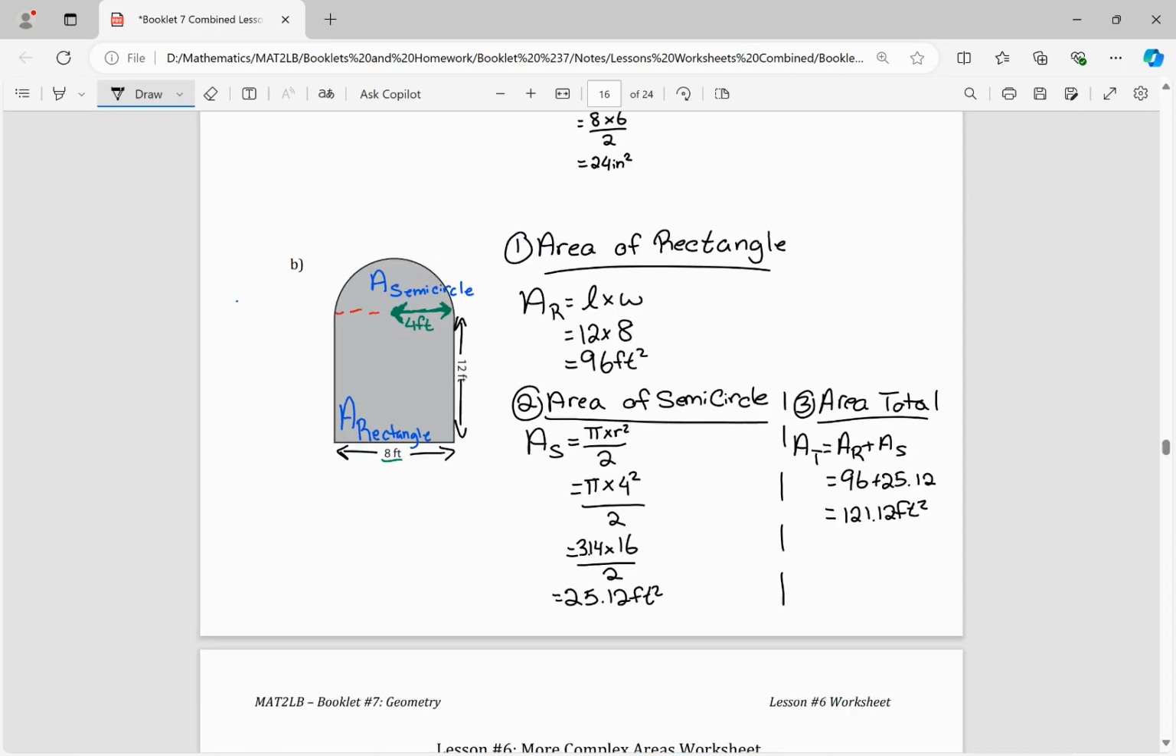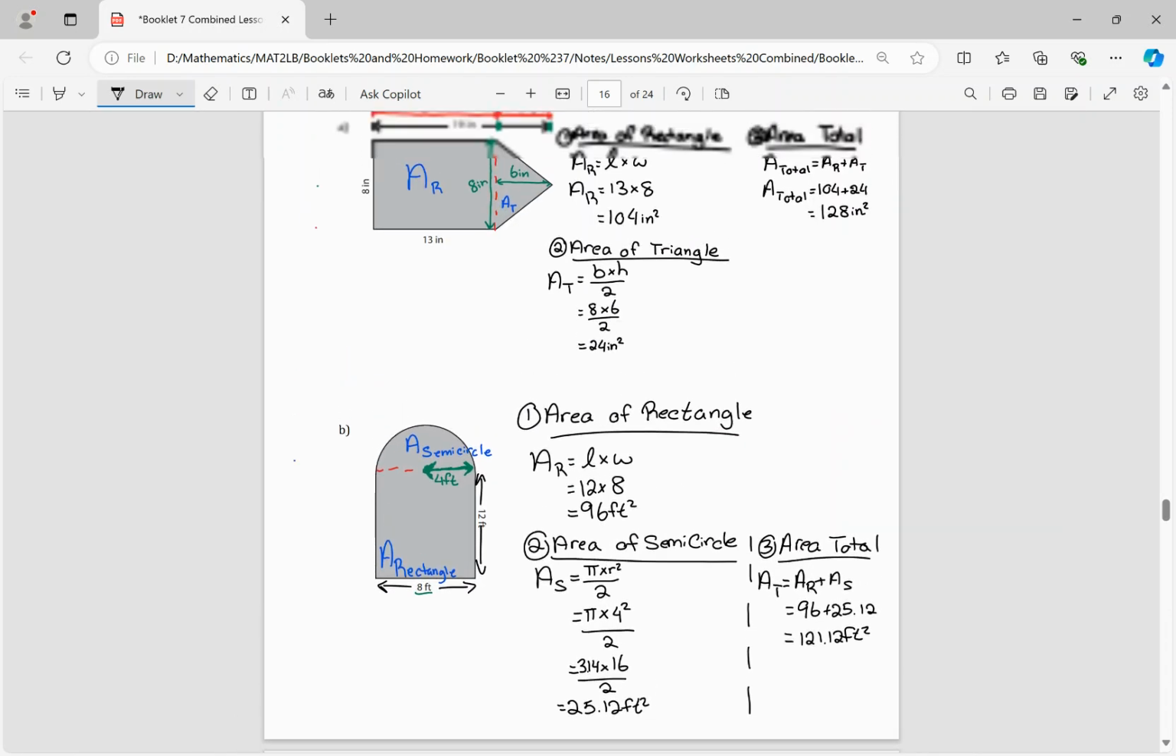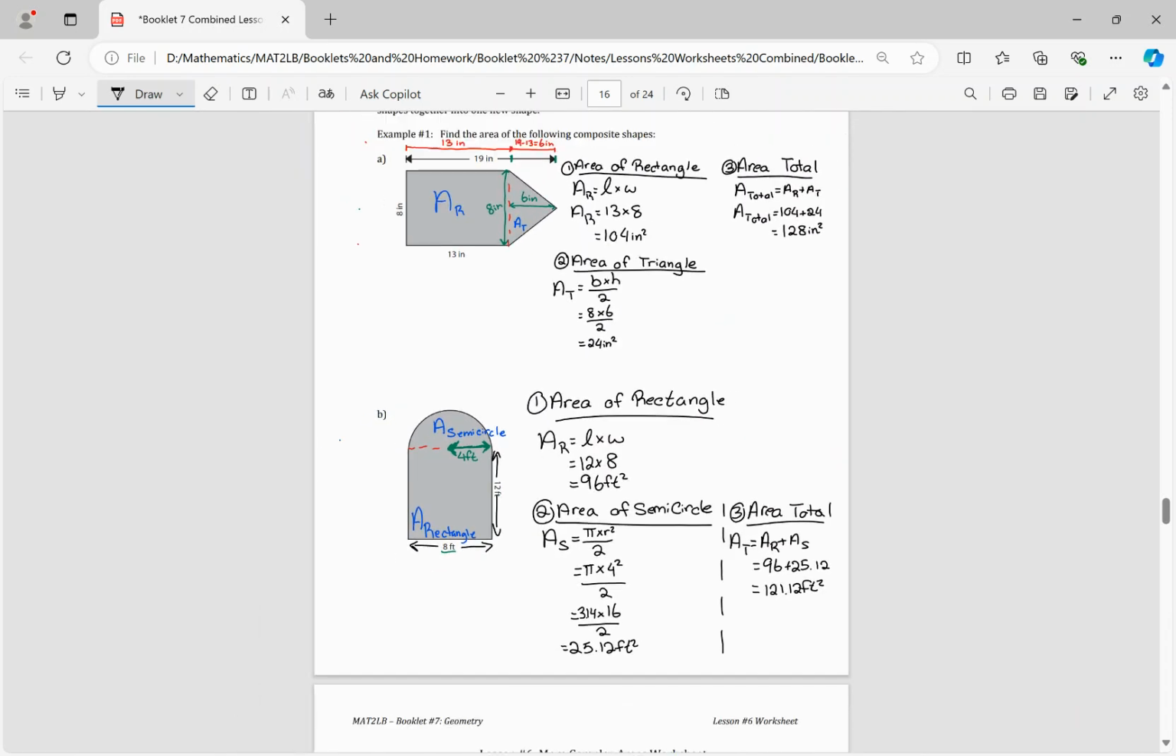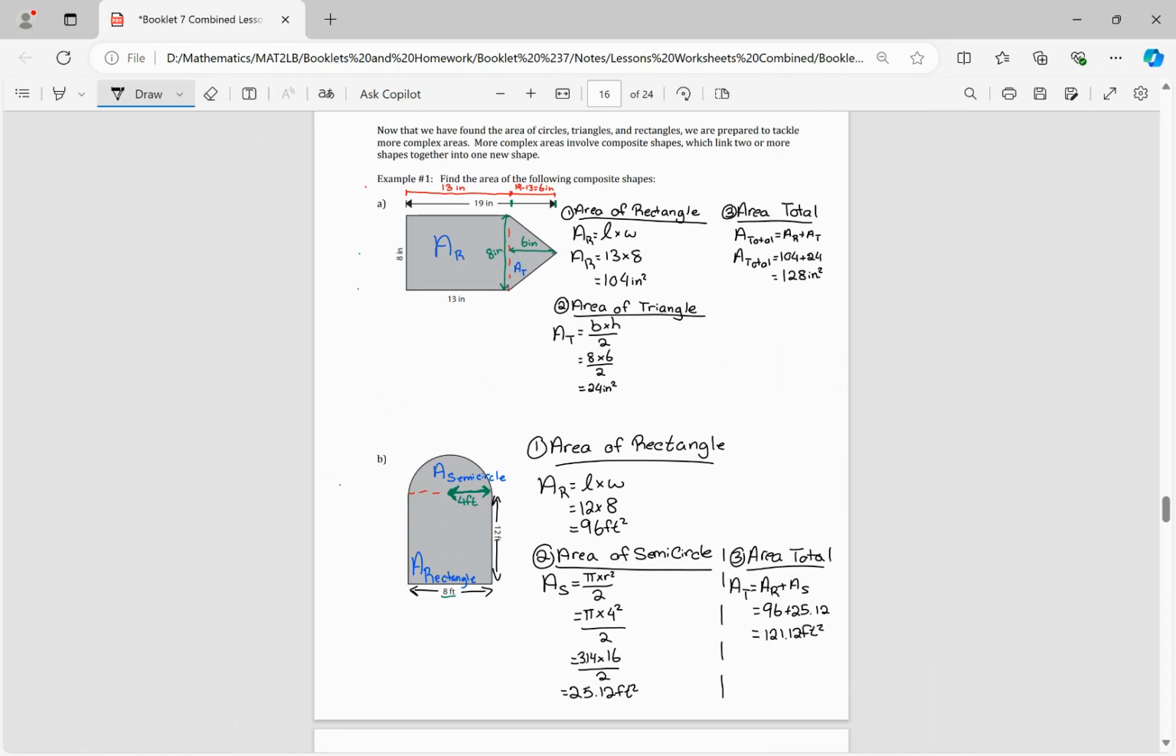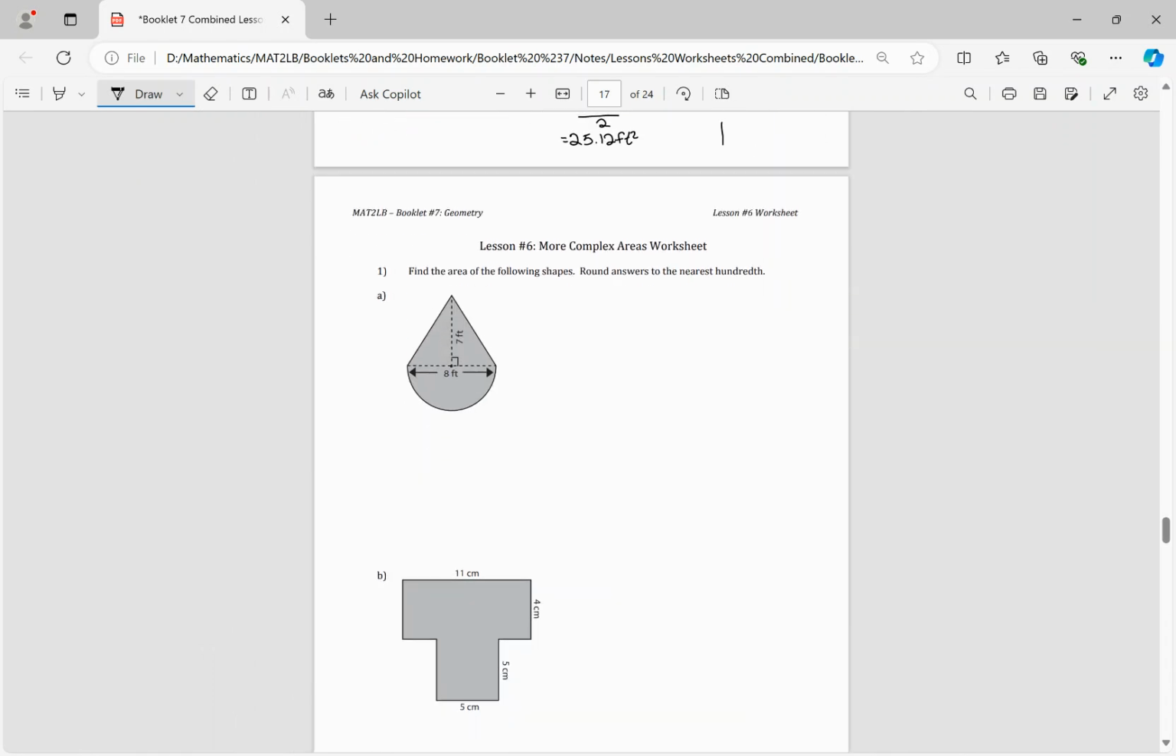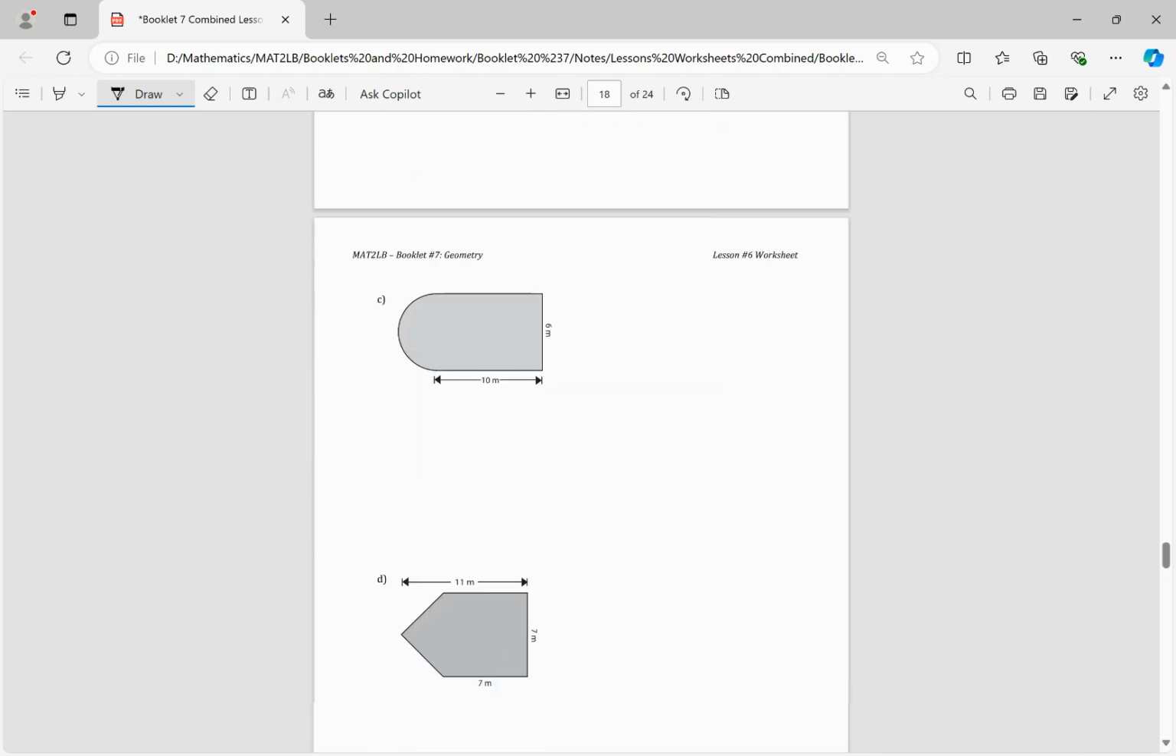So this lesson can be quite tricky. Make sure that you're completing all of the worksheet. Make sure that you're letting me know if you have any questions and take your time with these examples. Thank you.